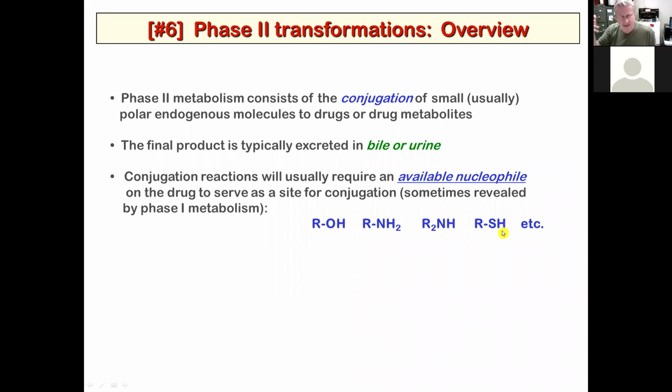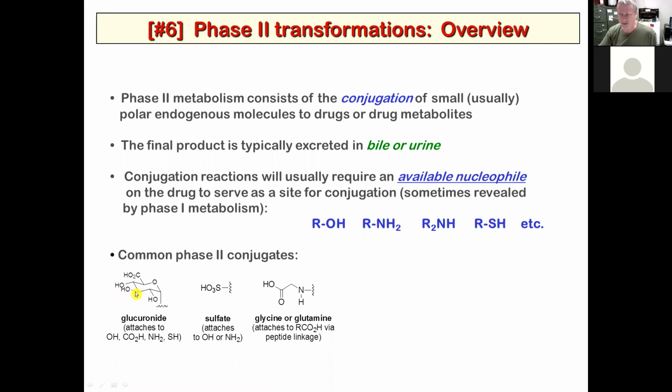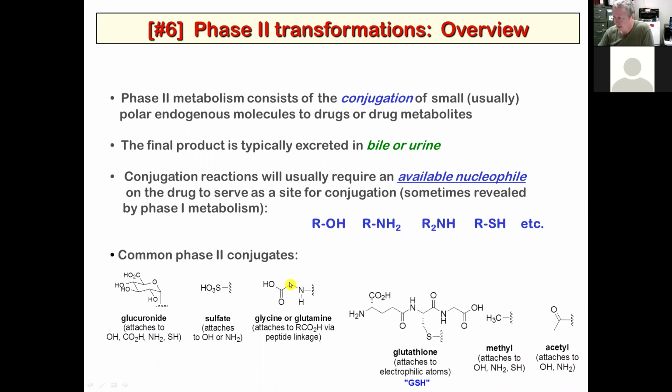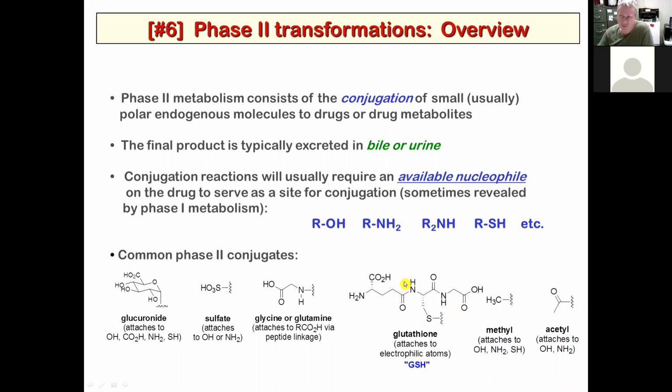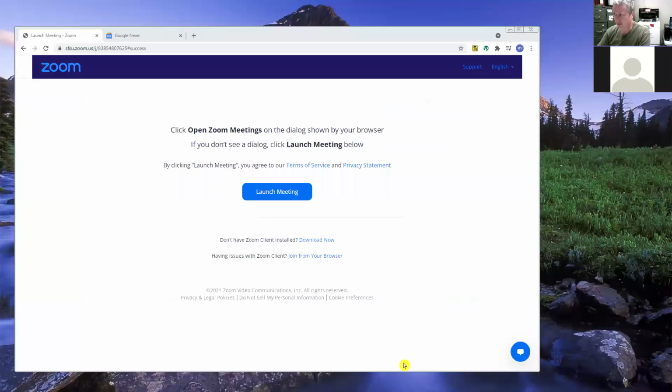Okay, so phase 2 was this conjugation business where we basically take a reactive functional group and attach something to it. A big common one is glucuronic acid, right? Glucuronic acid, a sugar with a bunch of hydroxy groups, and that really aids in excretion. Sulfate's a big one. Glycine, glutamine, just amino acids even, will enhance solubility and excretion. Also, glutathione was the one that attacked electrophiles. Methylation and acetylation can also occur. Okay, so let's go back to where we were in the other lecture.